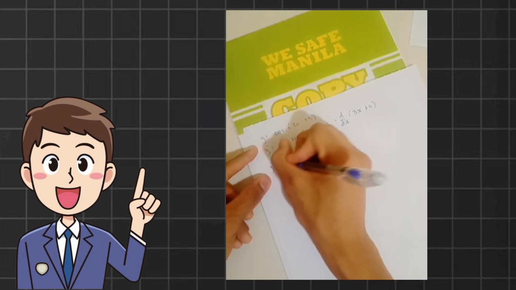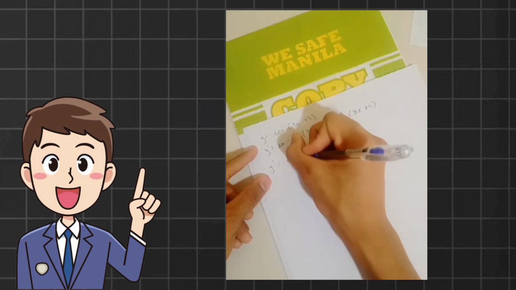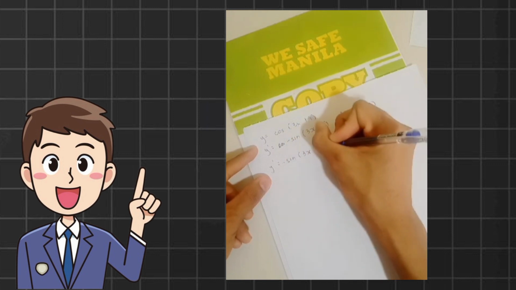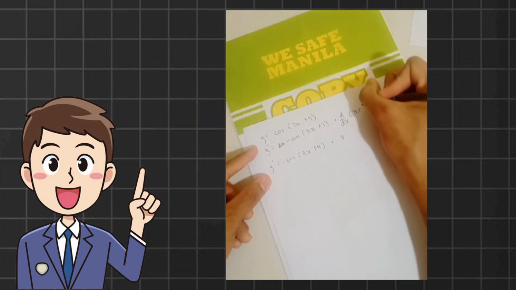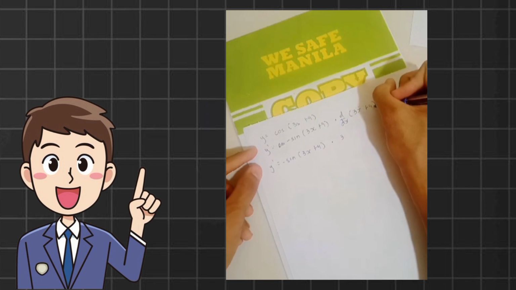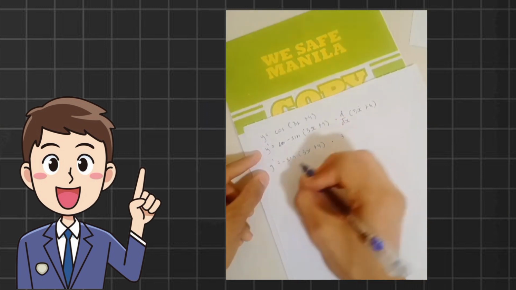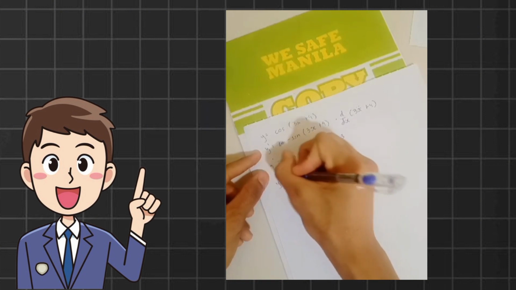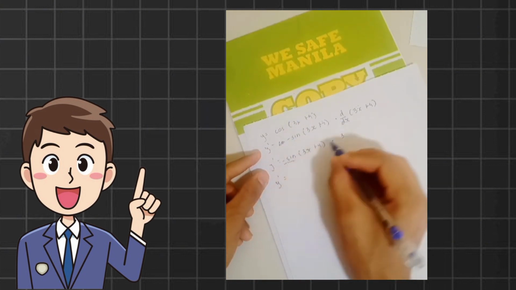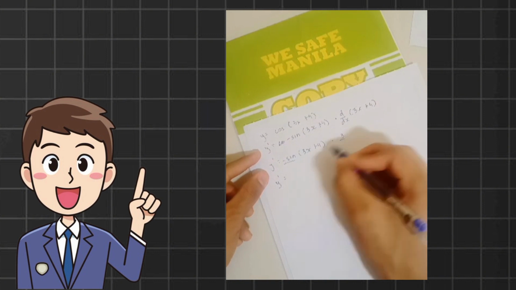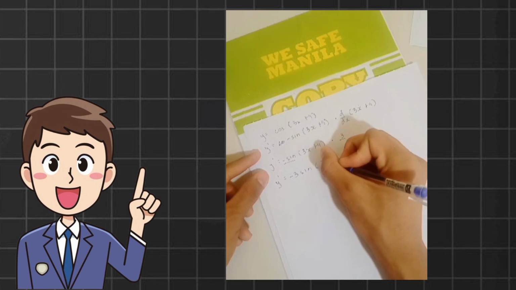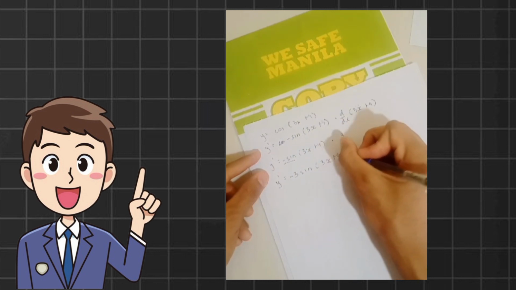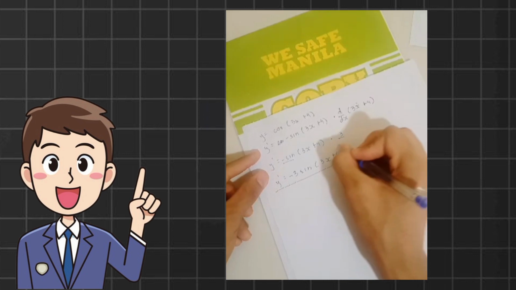Y prime is equal to negative sine of 3x plus 4 multiplied by 3, because the derivative of 3x is 3 and the derivative of a constant is equal to 0. Now let's multiply this. Y prime is equal to negative 3 sine of 3x plus 4. Now this is the final answer.